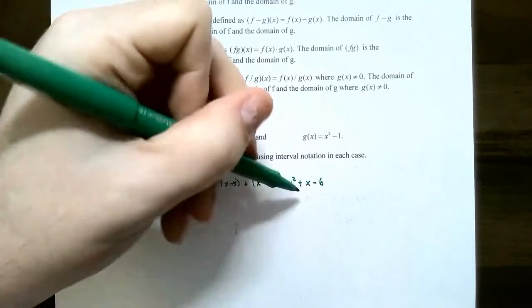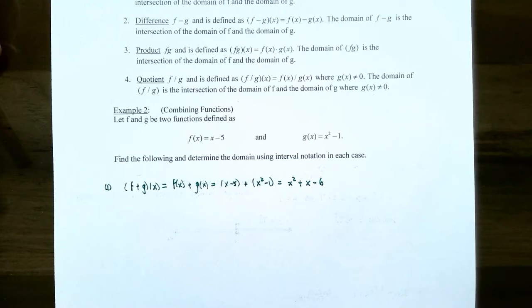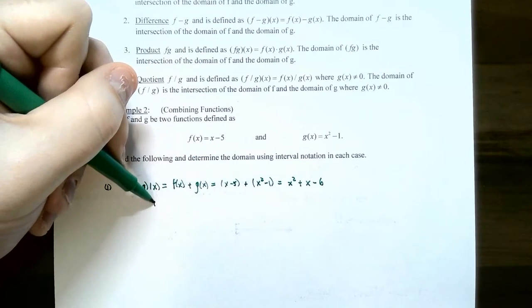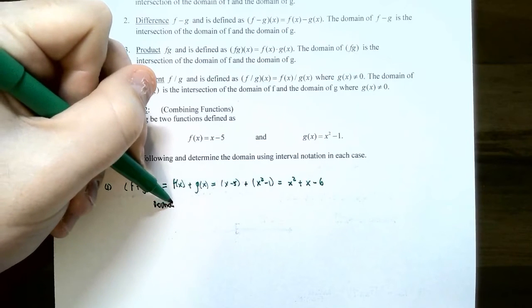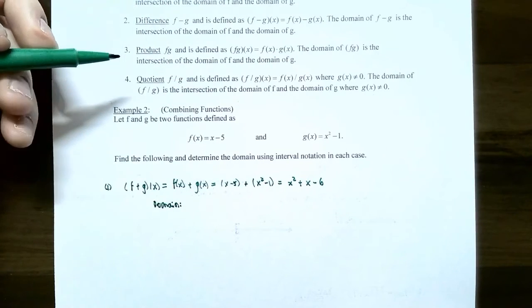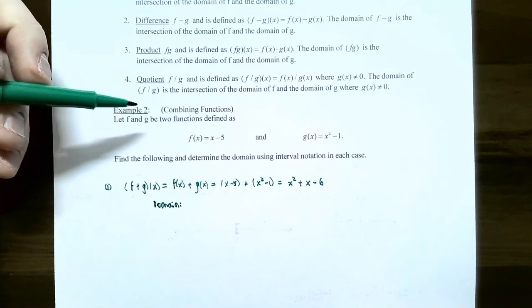And so this is the new function. It is x squared plus x minus 6. Now let's find the domain. The domain would be all the x values in common with f of x and g of x.